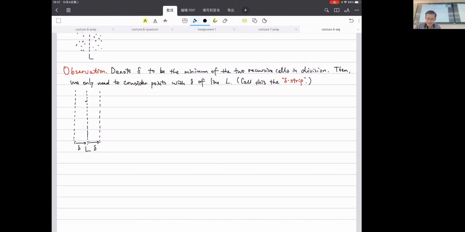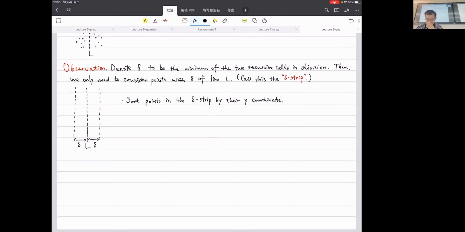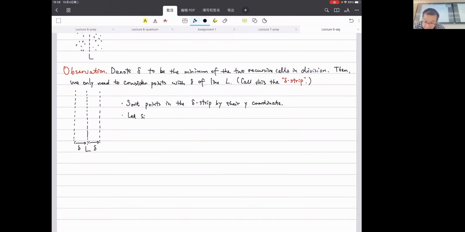So this is actually a good start, and this tells us that we have something to focus on. So the strategy is that we sort points in the delta strip by their y coordinate. And let's denote S_i the point in the delta strip with the i-th smallest y coordinate.